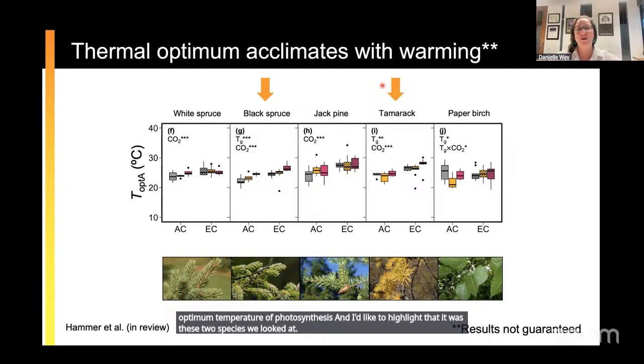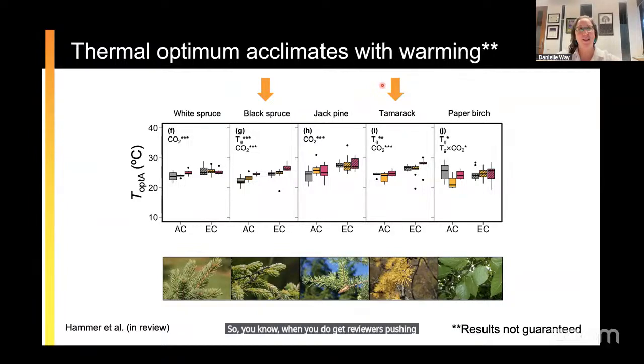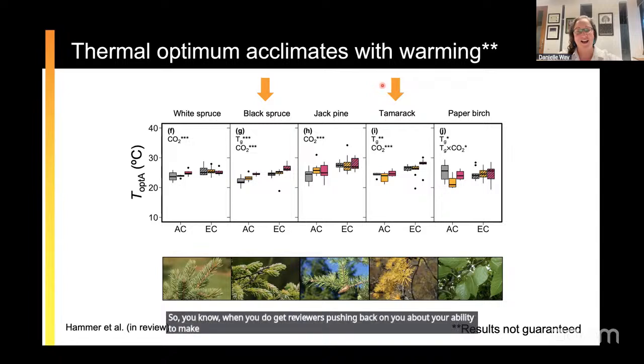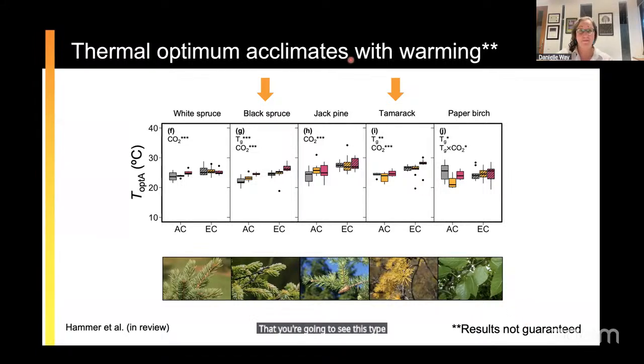So when you do get reviewers pushing back on you about your ability to make generalizations, I'd just like to highlight that I am now a fan of that statement. Okay, so the results here are not guaranteed that you're going to see this type of response.